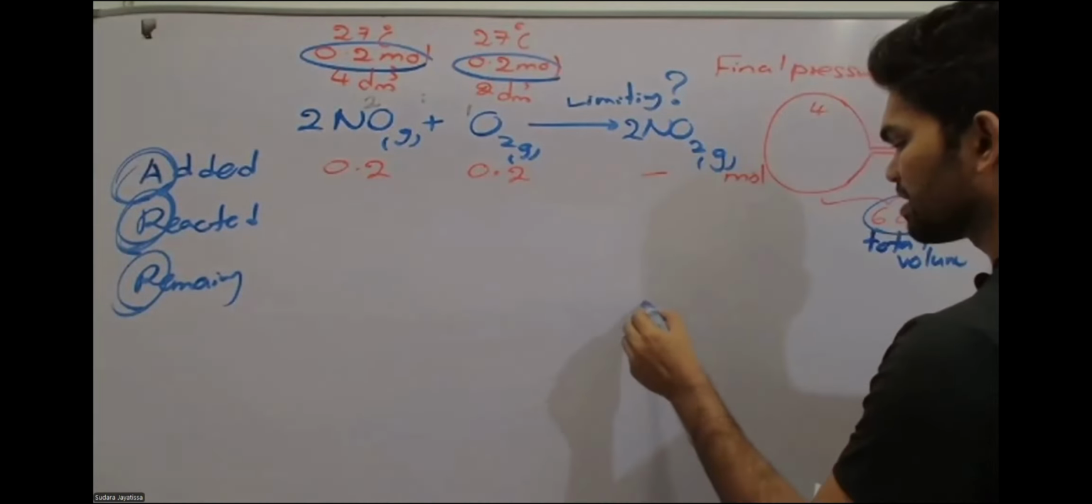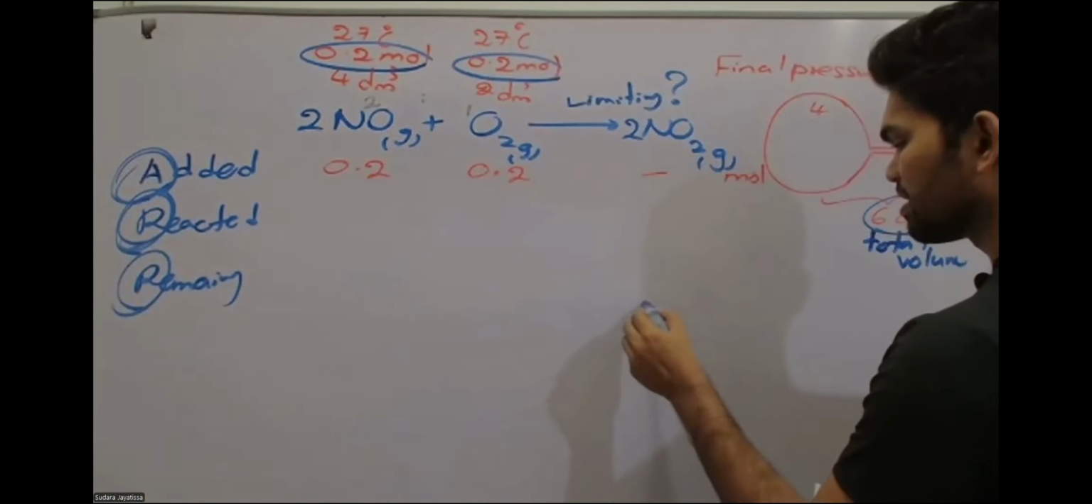So from NO and O2, 2:1. That means if you have 0.2 moles of NO, you will only need 0.1 mole of O2. Understand? But you have added more than that. So that means our O2 is what? Is added in excess. Is that clear? O2 is added in excess because we need only 0.1, but they have added 0.2.